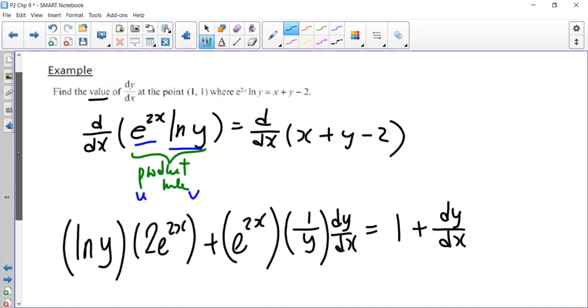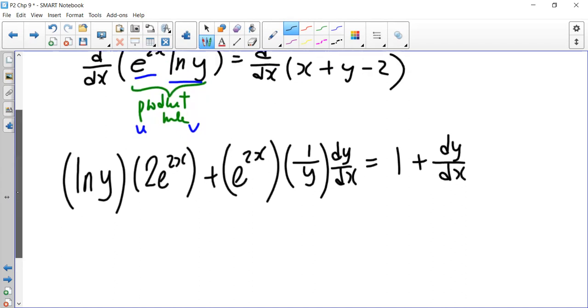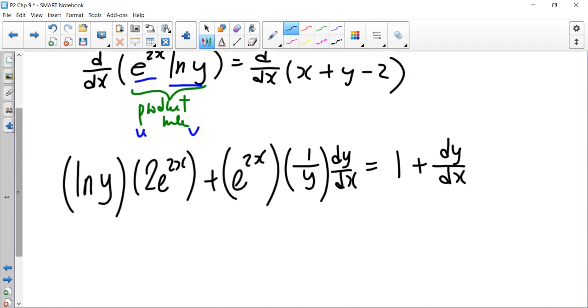I want to find the value of dy by dx at the point (1, 1). There are two options in here. Option 1, make dy by dx the subject, which you can pause and have a go yourself if you want to. Or option 2, I see making dy by dx the subject would be quite cumbersome.